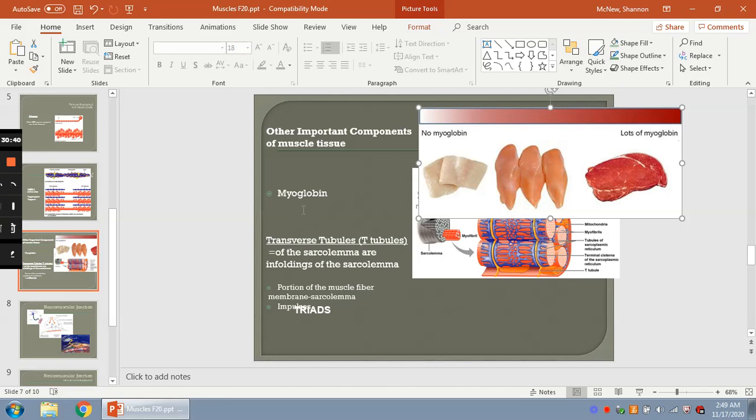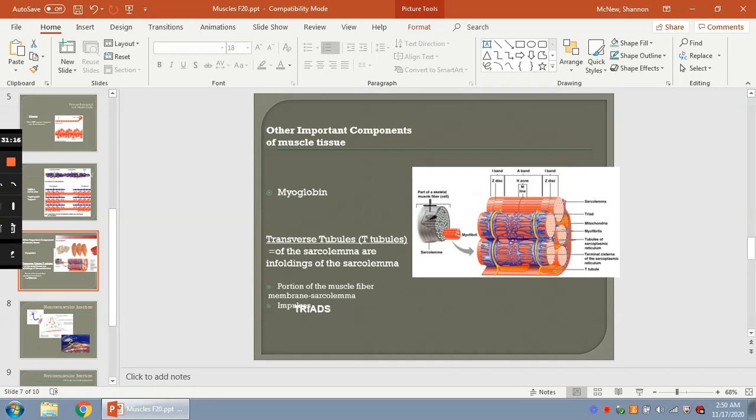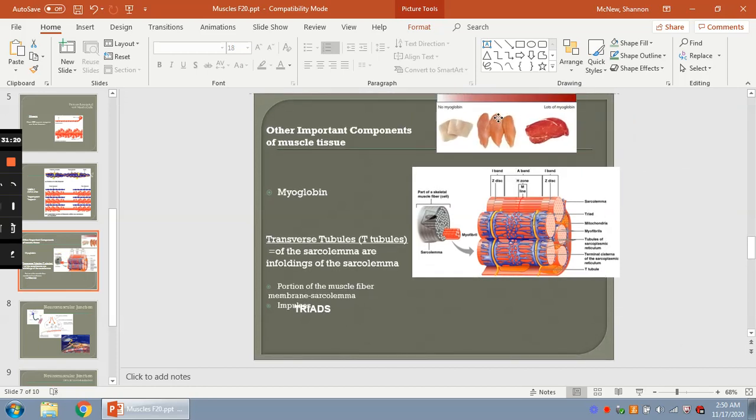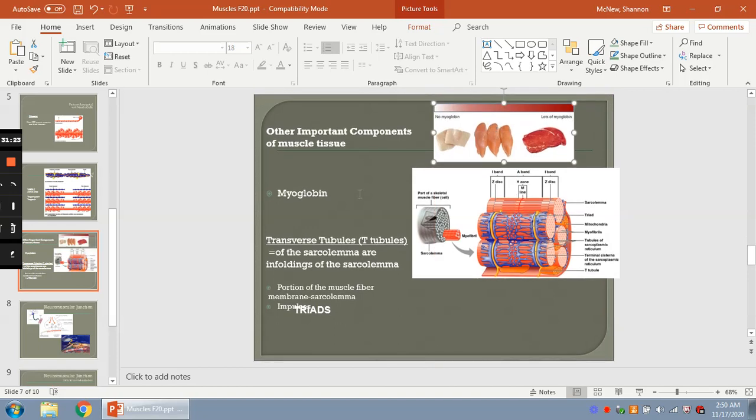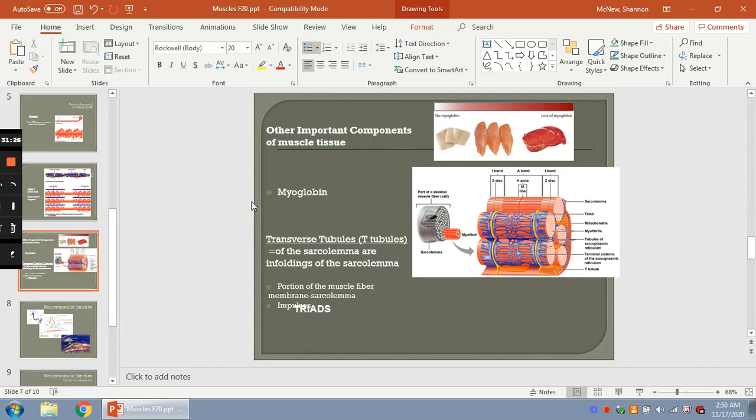Now, myoglobin is a pigment. It is a type of pigment, just like hemoglobin is. Hemoglobin is a pigment, myoglobin is a pigment. It just happens to bind oxygen. The more myoglobin that you have, the darker the meat. Okay? So fish don't have a whole lot of myoglobin there. Right? Chicken have some, but not a whole lot. Beef, right here, beef, lots of myoglobin. Contributes to the darker color. Okay, we may talk about that a little bit later. All right, but that's a pretty cool molecule to have right inside of a muscle fiber, especially if you know how a muscle fiber works.